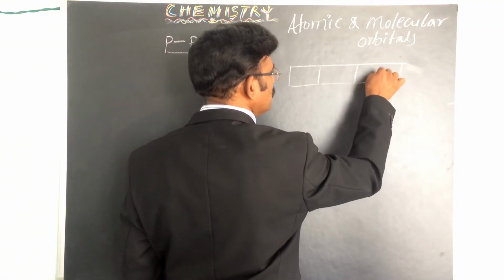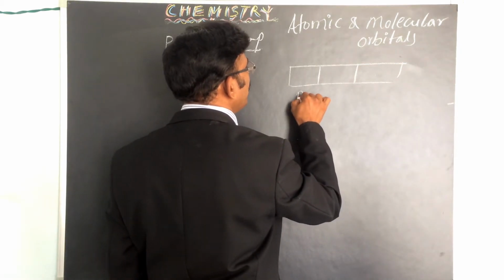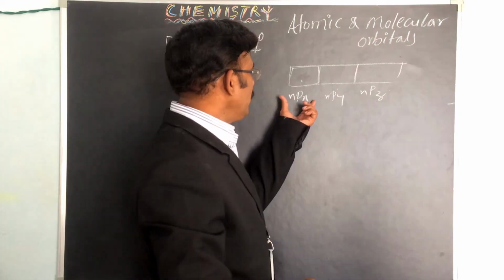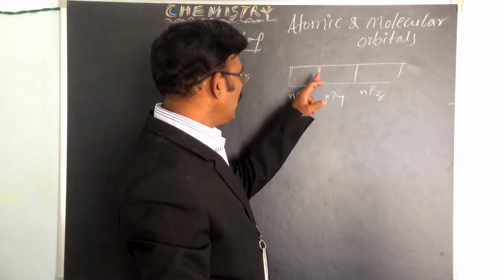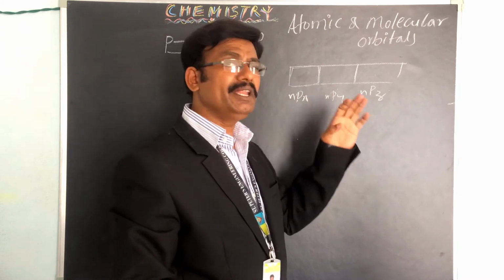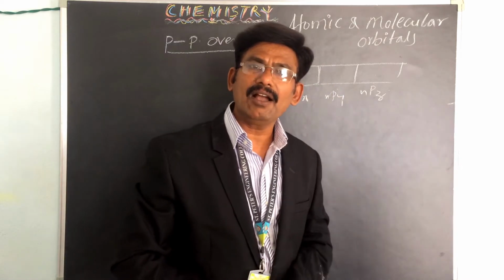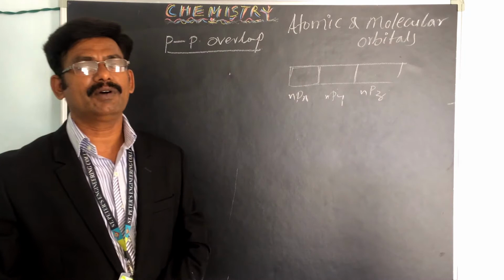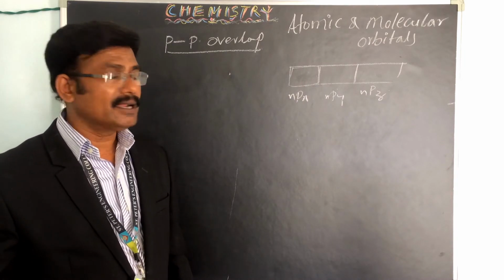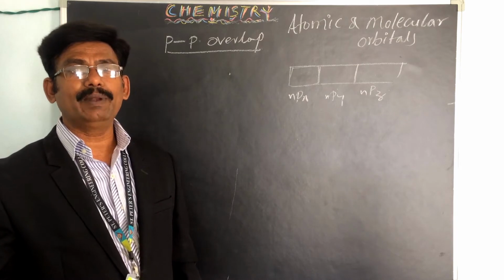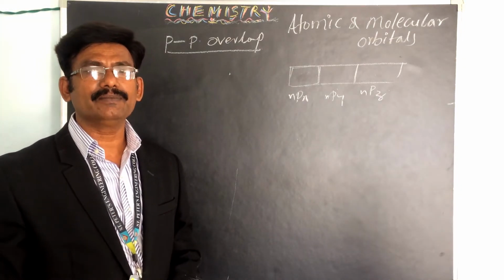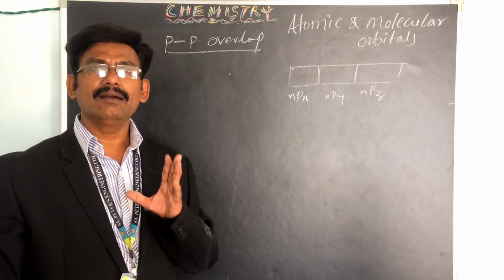In the p orbital, how many orbitals are there? 1, 2, 3. That is px, py and pz. In each orbital, electrons are there. So the number of orbitals is 3. I will explain the diagram, so please draw it carefully. First we will look at the bonding and anti-bonding.